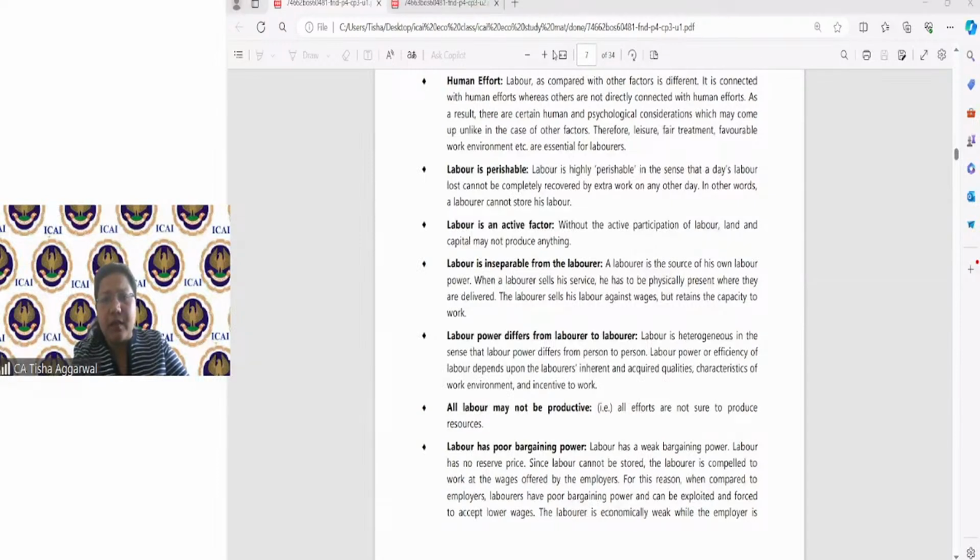No. Okay. So whenever we talk about labor, it is something which is perishable. You cannot use it the next day. And second, it is an active factor. Land and capital cannot produce without the utilization of labor.